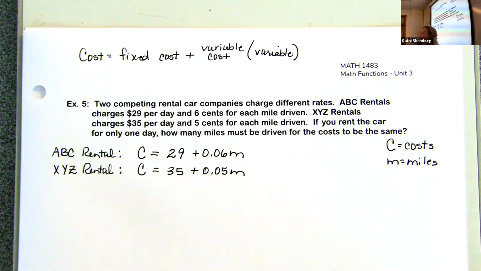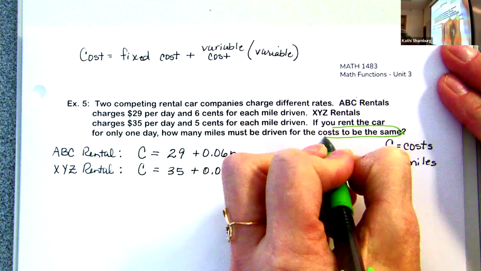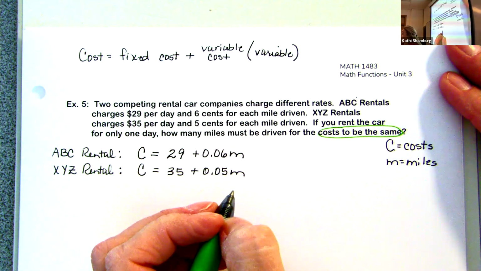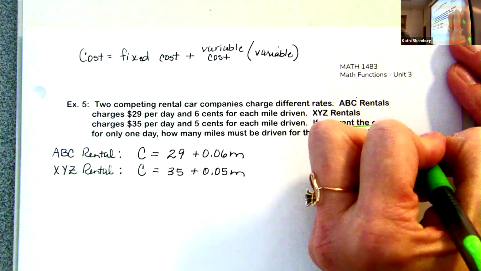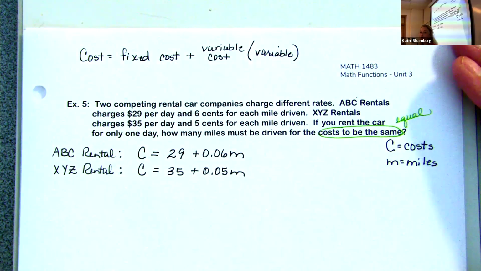They're asking how many miles for one day when what is true? When the costs are the same. Well, if the costs are the same, then the costs are, what's the word we use with equations when we say the same? Equal. This tells me then you're going to be paying the same amount, so your two equations are equal.